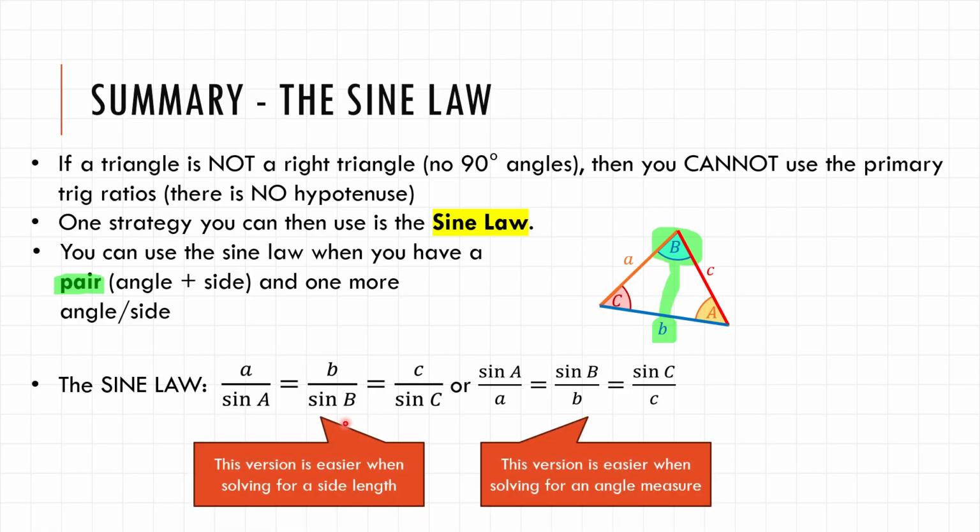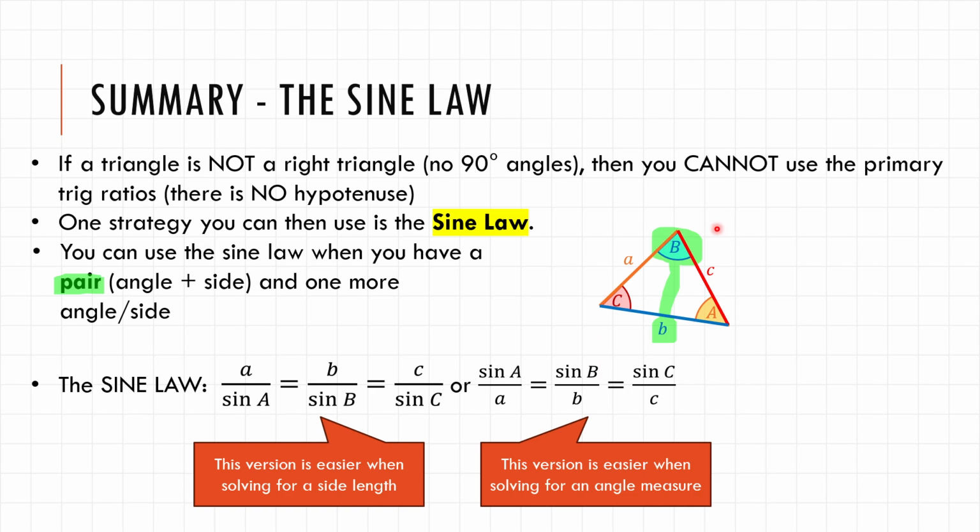This is what we have proven to be true in this lesson: A over the sine of angle A will give you the exact same number as B over the sine of angle B. And it'll also give you the exact same number as C divided by the sine of angle C. Now we could also flip all of these into their reciprocals, and this is another way to write the sine law. And we're going to choose one of these two versions depending on what we're solving for.